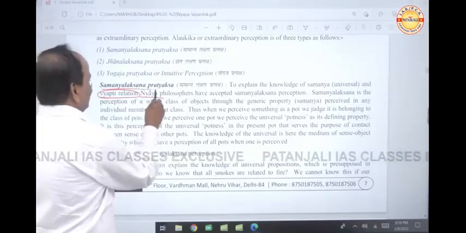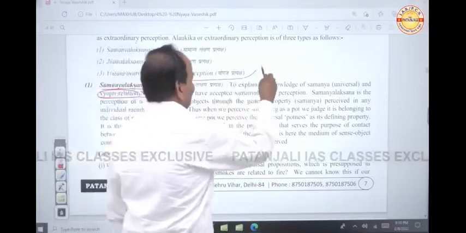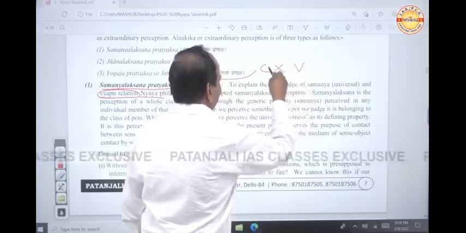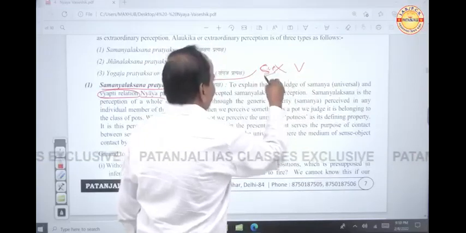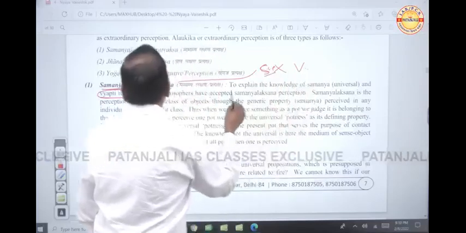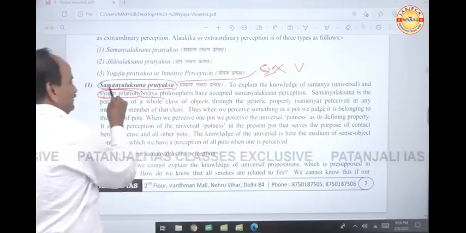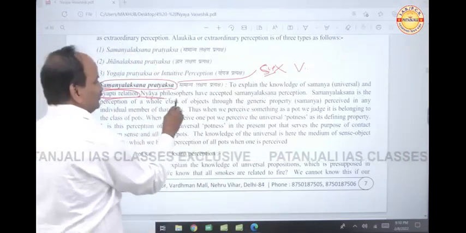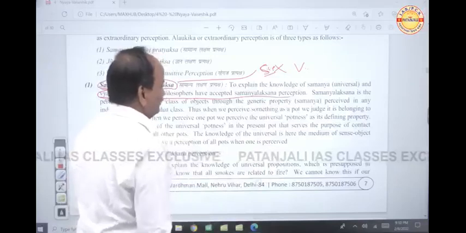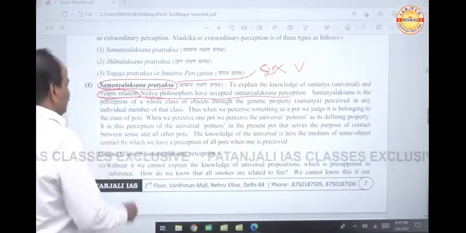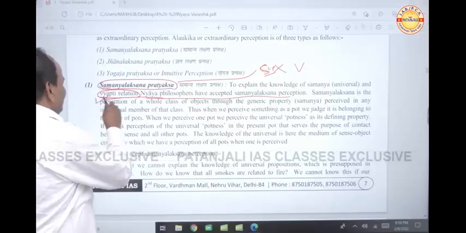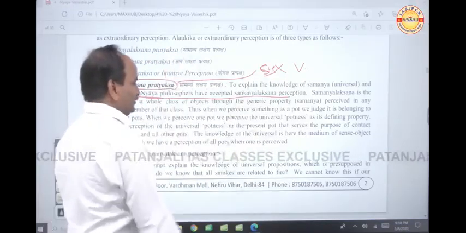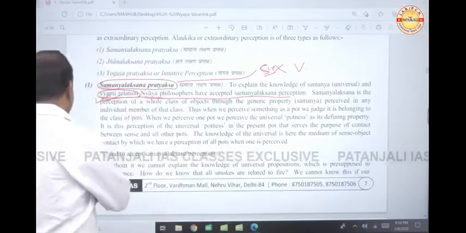And the Samanya Lakshana perception, pratyaksh, was refuted by Charvaka. That's why they have refuted Vyapti. Charvakas have refuted this Samanya Lakshana perception, and that's why they refuted Vyapti. And taking help of such kind of perception to explain the knowledge of Samanya universal and Vyapti relation, Nyaya philosophers have accepted Samanya Lakshana perception. So taking help of Samanya Lakshana perception, you can defend Vyapti. Refuting Samanya Lakshana perception, Charvakas have rejected Vyapti. This one is written here.